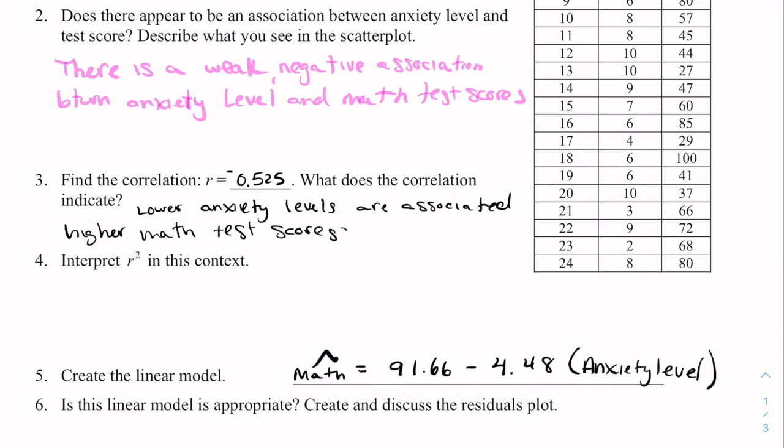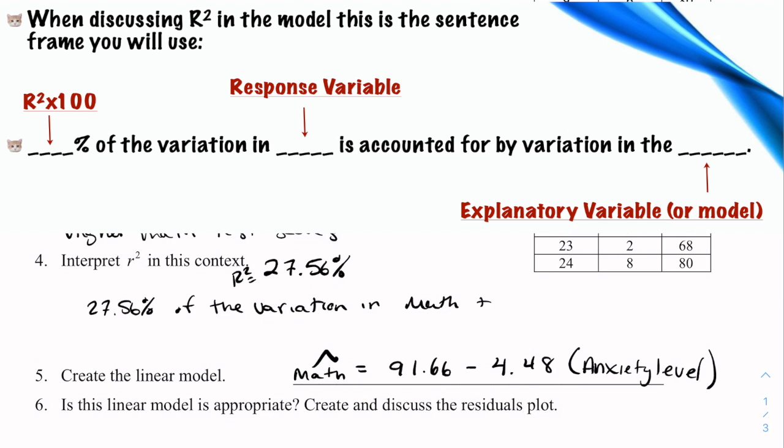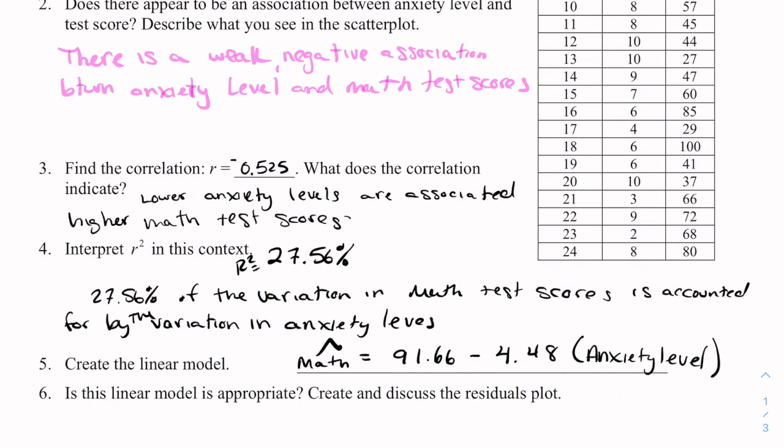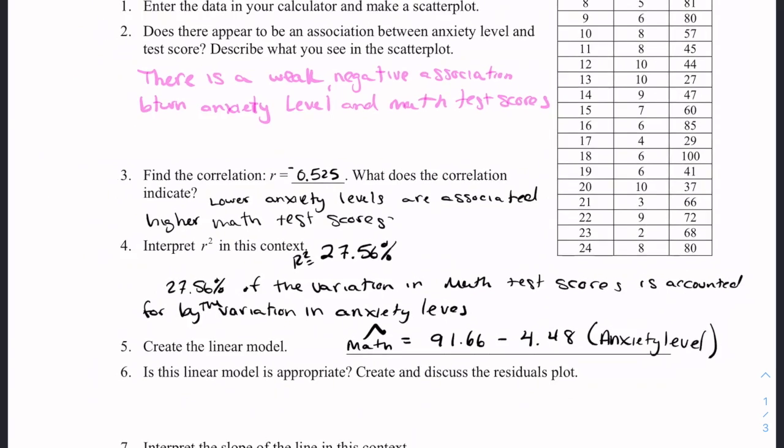So our R squared value here was 27.56, and that's a percent. So that means 27.56% of the variation in math test scores is accounted for by the variation in anxiety levels. So we have our linear model. We've looked at the R squared, which is somewhat low. We looked at our correlation coefficient, which tells you about the strength of our association.